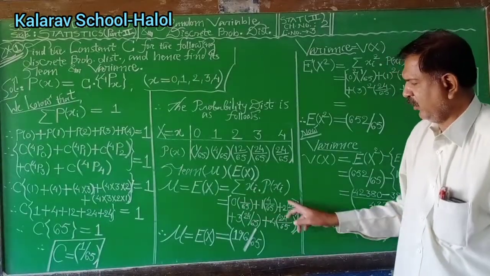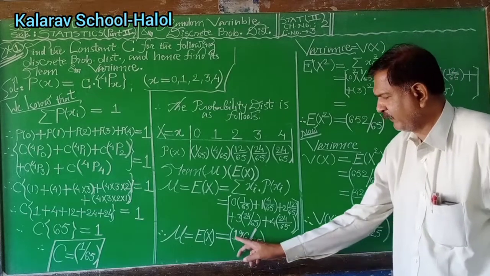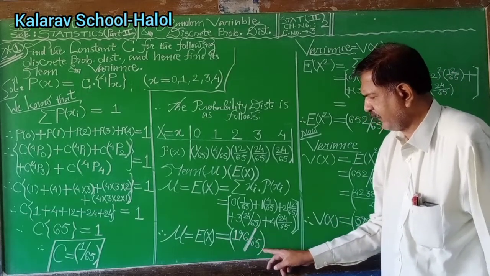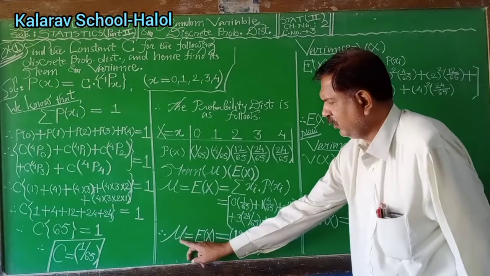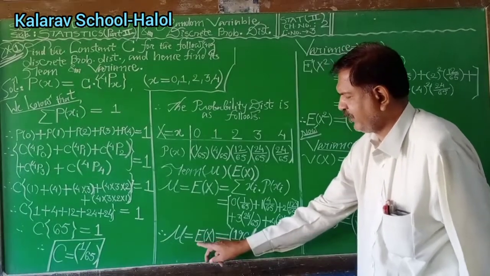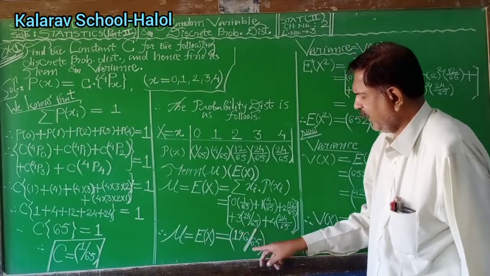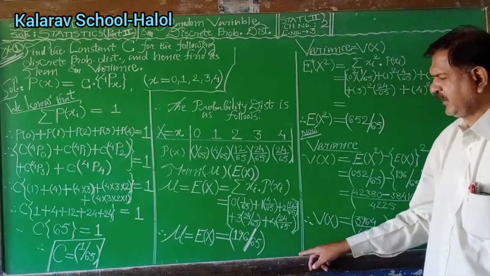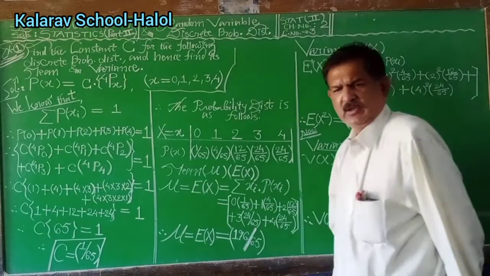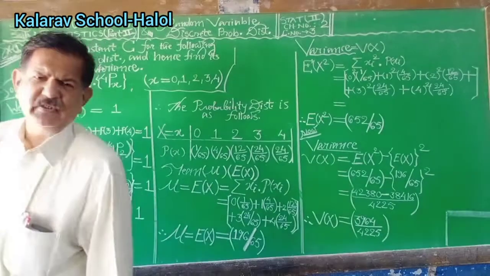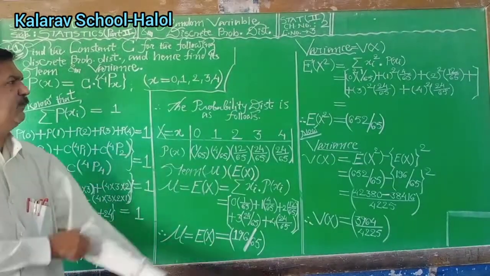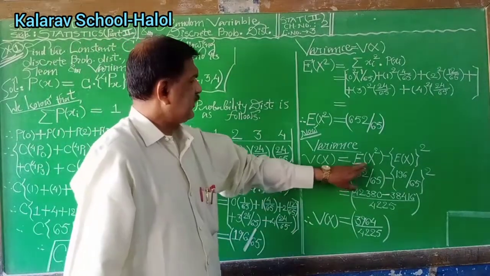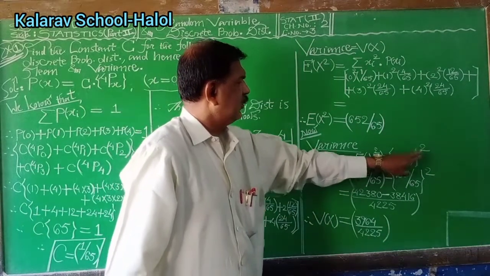And add all these, you will get 196 upon 65. It is equal to mu or mean or expected value of random variable x. All this is answer number 1. Now variance. Formula for computing variance: E of x square minus E of x whole square.